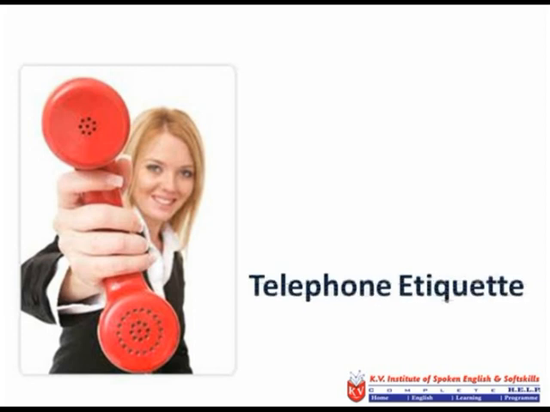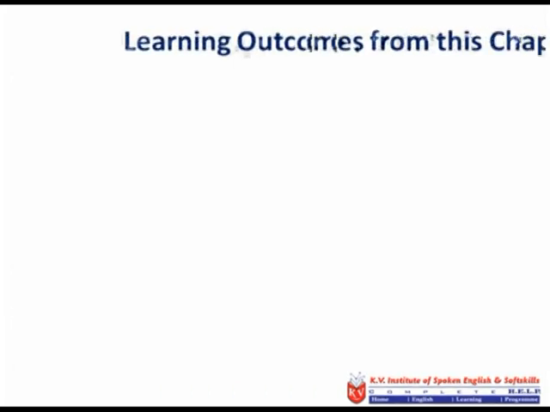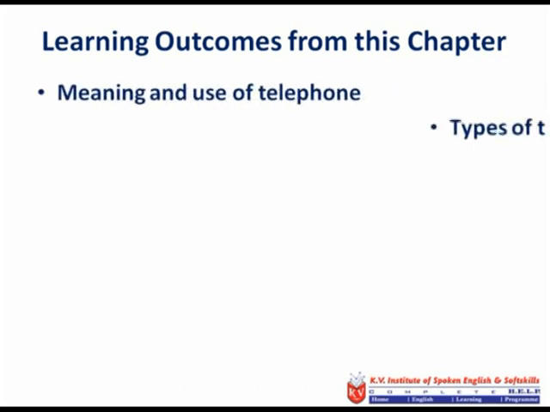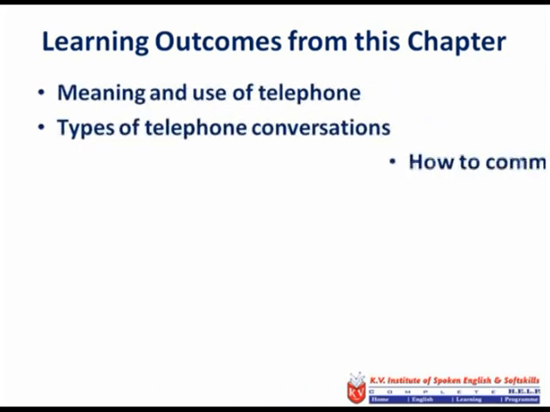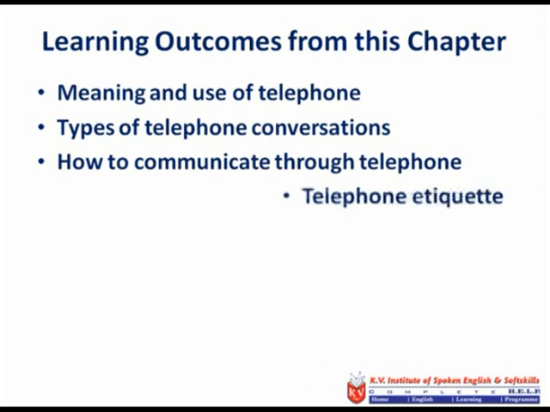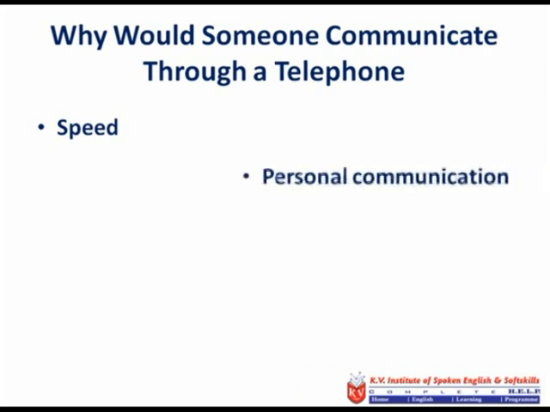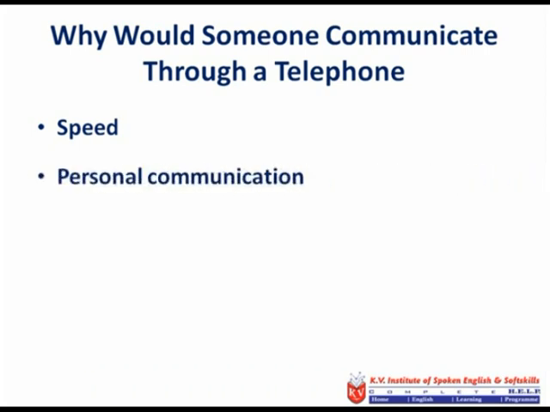Now, let's go through telephone etiquette. From this chapter, you'd be able to know the use of telephone, types of telephone conversations, how to communicate through telephone, and telephone etiquette. Why would someone communicate through a telephone? Because of its speed, it is fast, and it is reliable, and it is a mode of personal communication. And also you'd be able to get an instant feedback on the message.